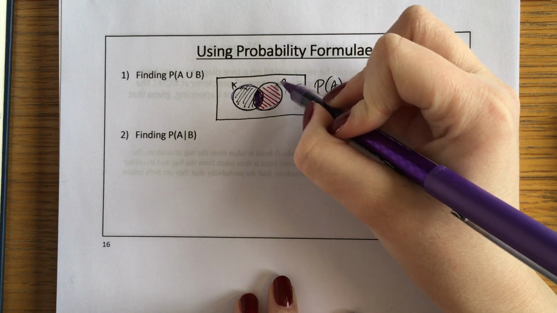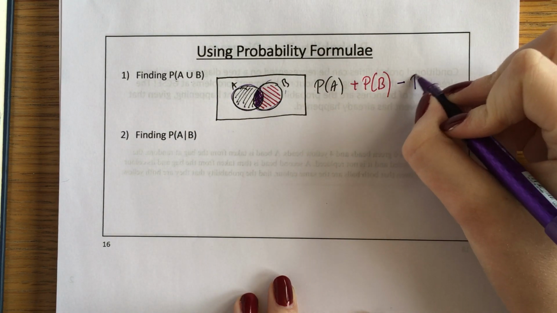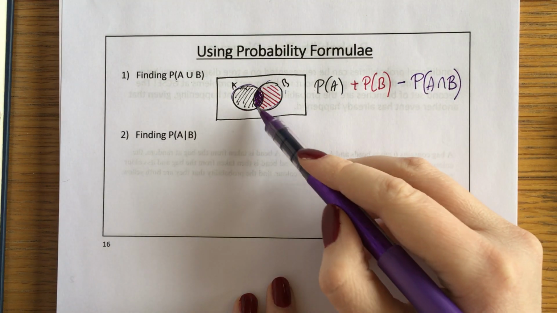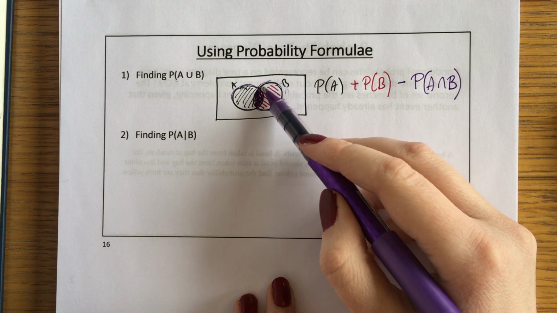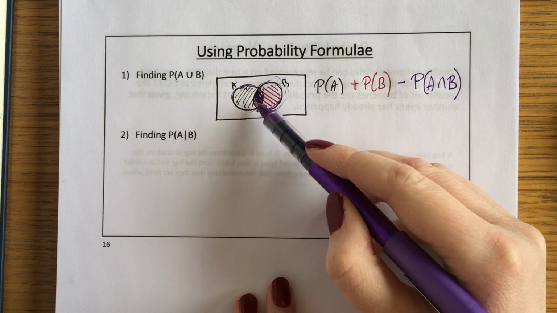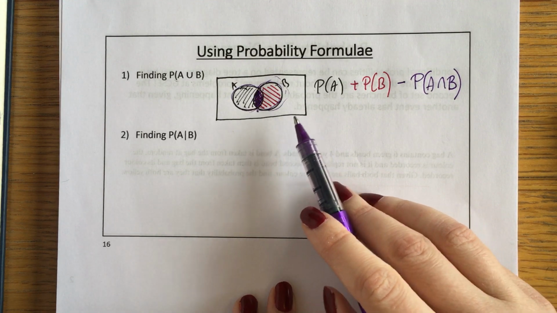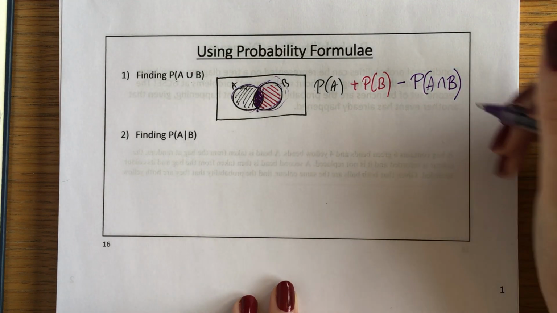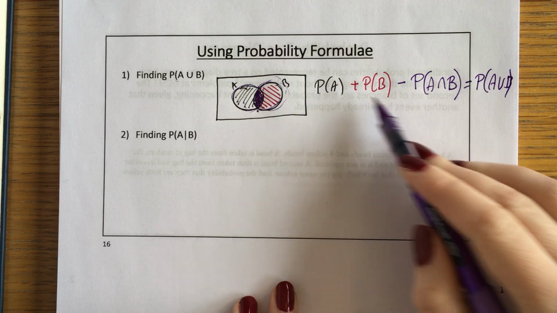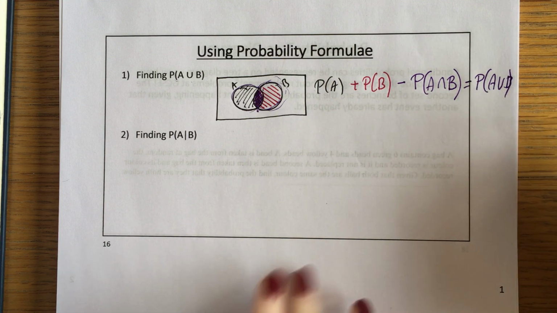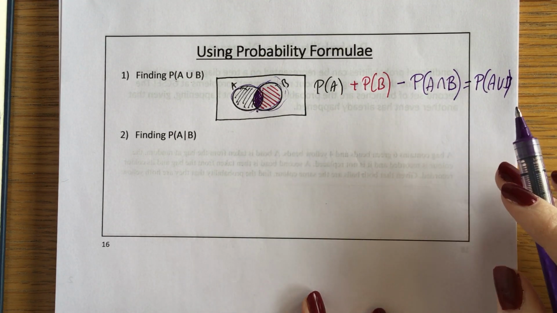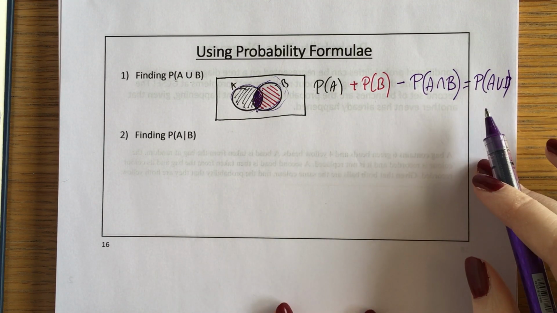So if I want the probability of A union B, I have to take away one lot of that intersection, because A union B is the whole part inside these circles together, but when I add the probability of A and the probability of B, I count this bit in the middle twice. So the probability of A union B is equal to the probability of A, add the probability of B, subtract the probability of A intersection B. Now this formula is given to you, so you don't have to learn it.